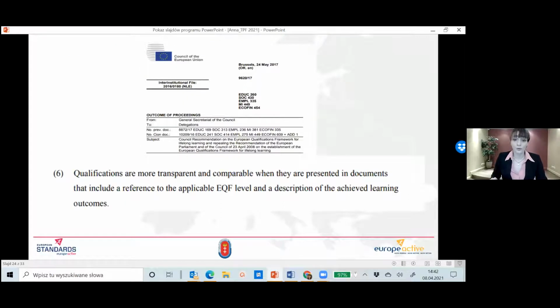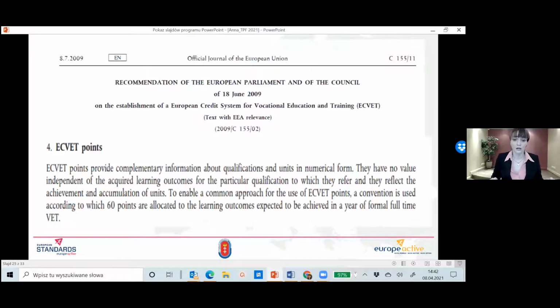Why are we doing so? Again, we want to meet the recommendation of the European Union. Qualifications are more transparent and comparable when they are presented in documents that include a reference to the applicable EQF level. And we as a sector want to meet this recommendation of the European Union Council. We also want to meet other recommendations, because we want our education to be transparent also for other sectors, not only for us.